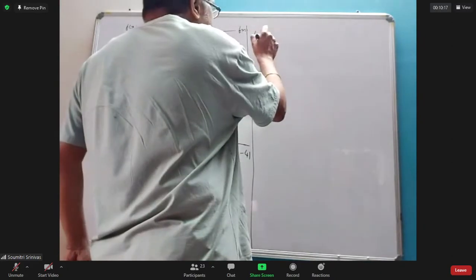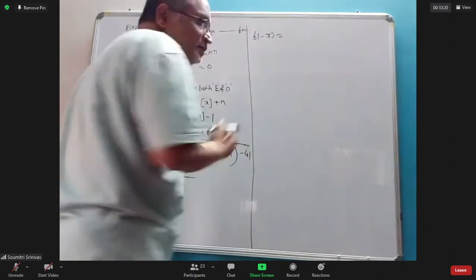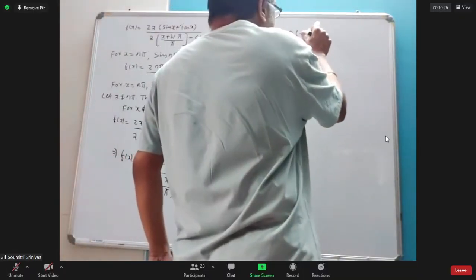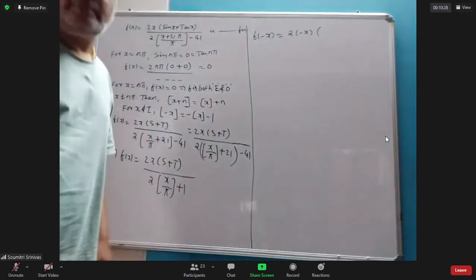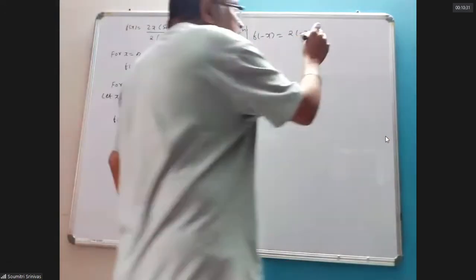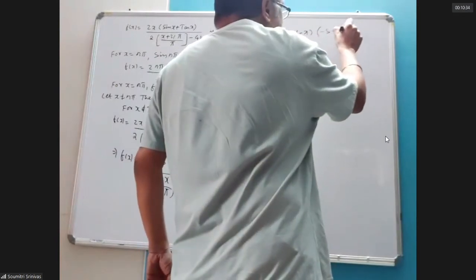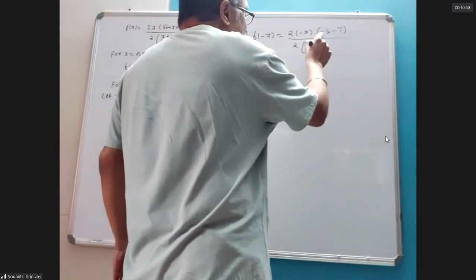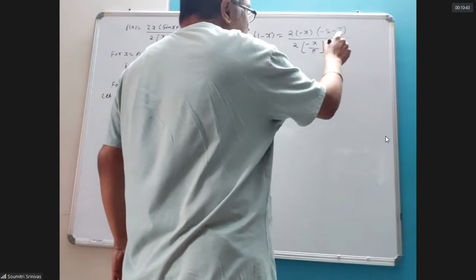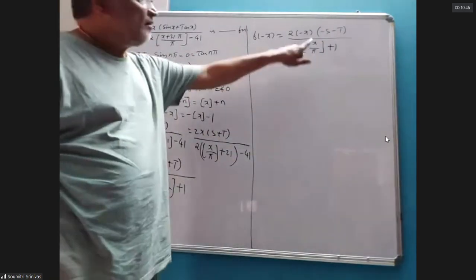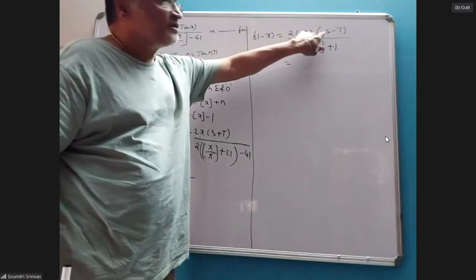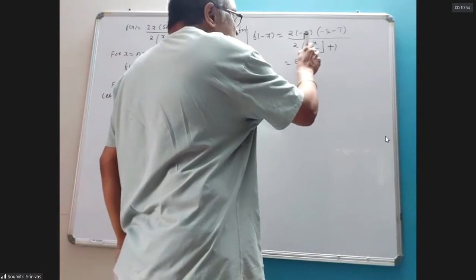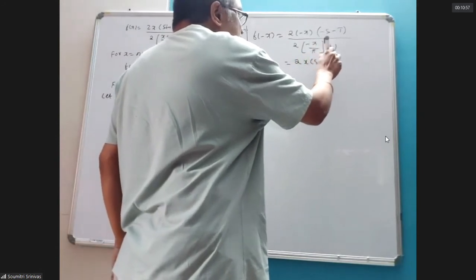So what is f of minus x? Replace x with minus x: minus x into sin of minus x plus tan of minus x, that is minus x minus sin x minus tan x. Denominator: 2 times step of minus x by pi plus 1. In the numerator, the two negative signs make positive, so it becomes 2 times x into sin x plus tan x.